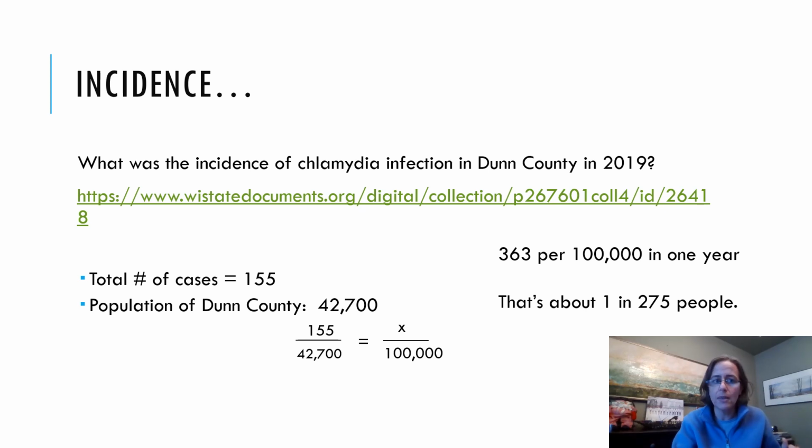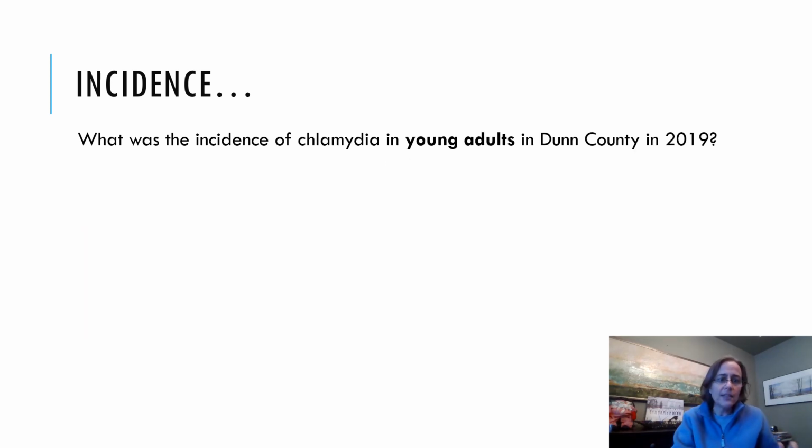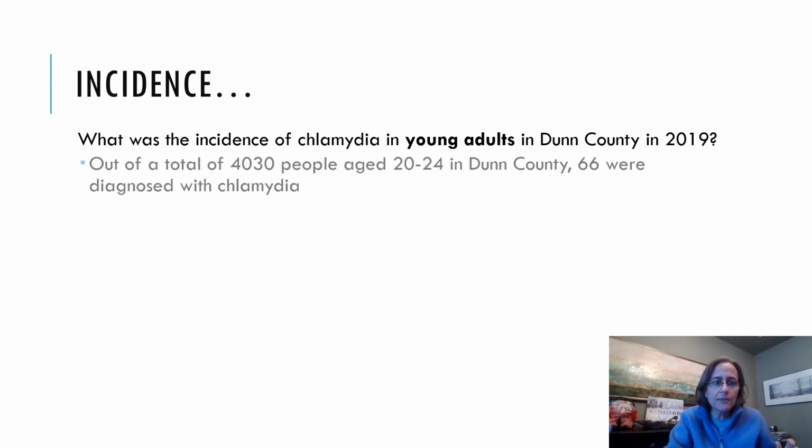Let's take a look at young people. So, incidence of chlamydia in young adults. There were in 2019 about 4,000 people ages 20 to 24. That's an age bracket that Dunn County happens to use. Again, as I've talked about before, different agencies use different age brackets. It's infuriating. It makes life difficult, but this is what we have. And of those, 66 were diagnosed with chlamydia. So out of those total 155 cases, 66 were in people in this age group.